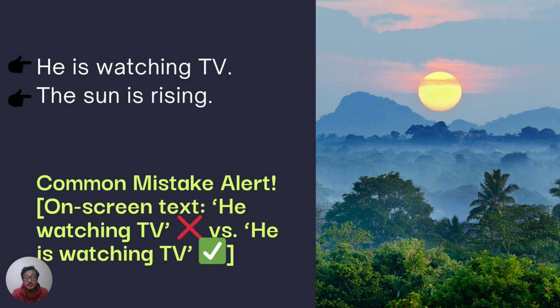Look at these examples. He is watching TV. The sun is rising. Notice the verbs. The verb used is the ing form. The ing form is used with the to be verb. They are is, are, or am. So instead of saying he watching TV, the correct way to say is he is watching TV. And here's a fun fact. We also use present continuous for planned future events like we are traveling to Paris next week.